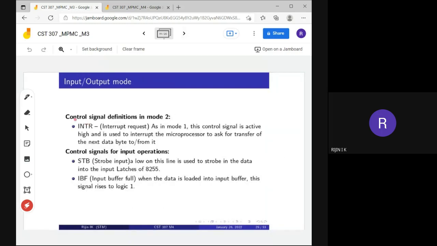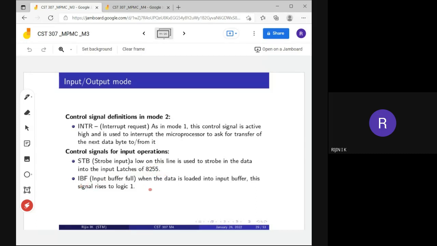So then ഞാൻ പറഞ്ഞ തന്നെയാണ്, these are the control signals, INTR signal, interrupt request signal, as in mode 1. This control signal is active high and is used to interrupt the microprocessor to ask the transfer of the next data byte. And also similarly, STB signal is used with IBF signal. Everything is same. Okay, strobe signal is used to strobe in the data to the input latch of 8255, and IBF signal is the input buffer full signal.